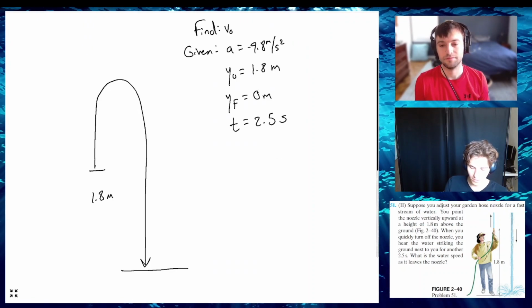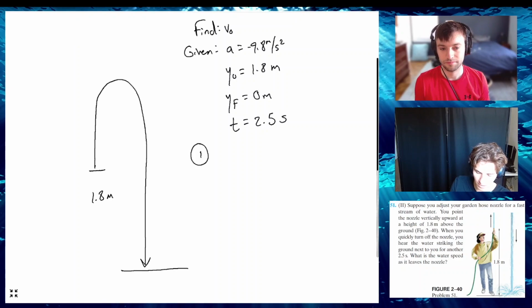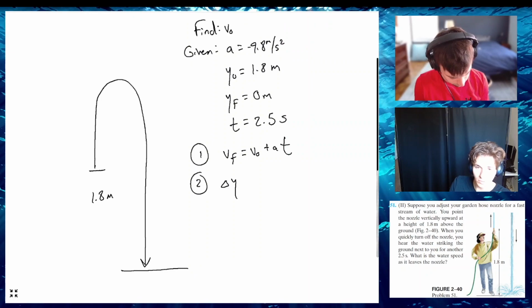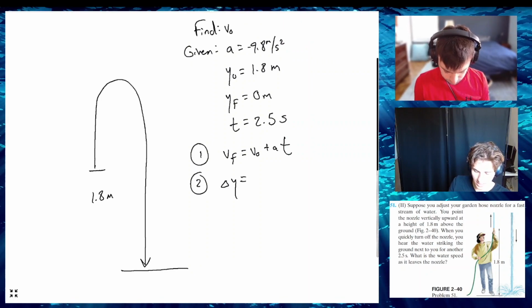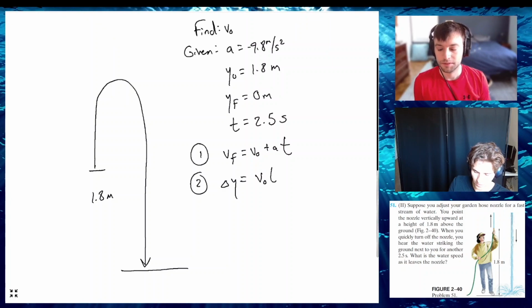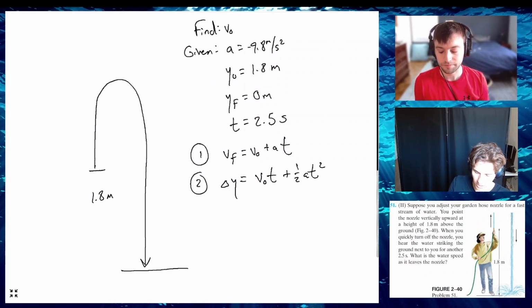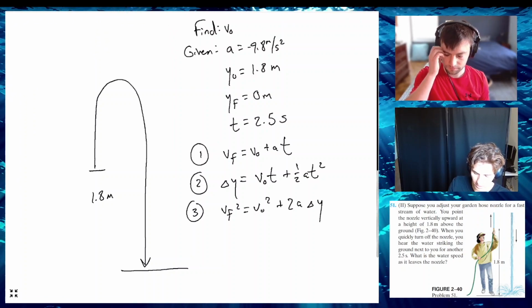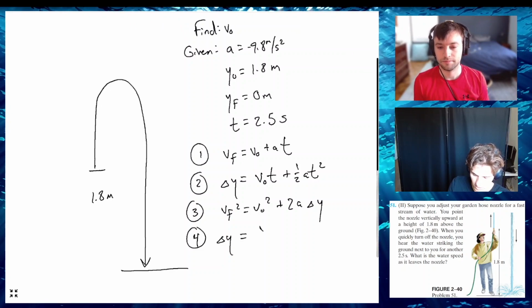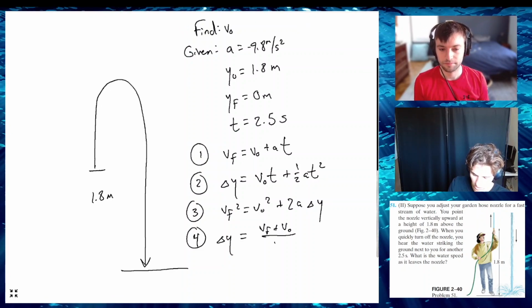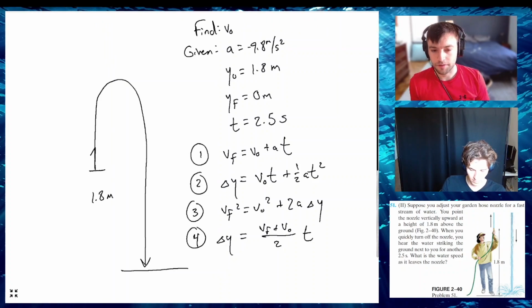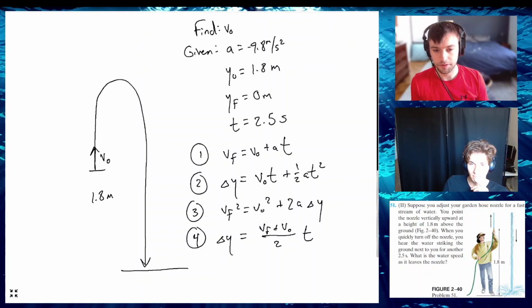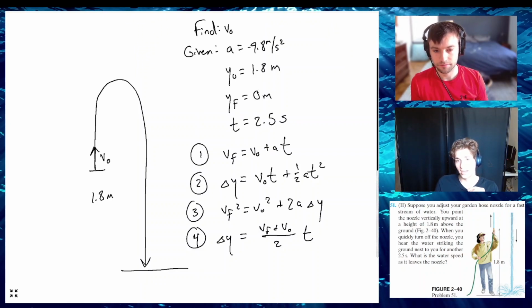Now, can you think of which kinematic equation is going to help us solve for this? I'll write them all down. V final equals V initial plus AT. Making this one delta Y since it's vertical, it's the same as delta Y equals V naught T plus 1/2 AT squared. V final squared equals V initial squared plus 2A delta Y, and delta Y equals V final plus V initial over 2 times time. Wouldn't V final equals V initial plus AT be the right way to go? It's pretty good. Do you want to try it out?